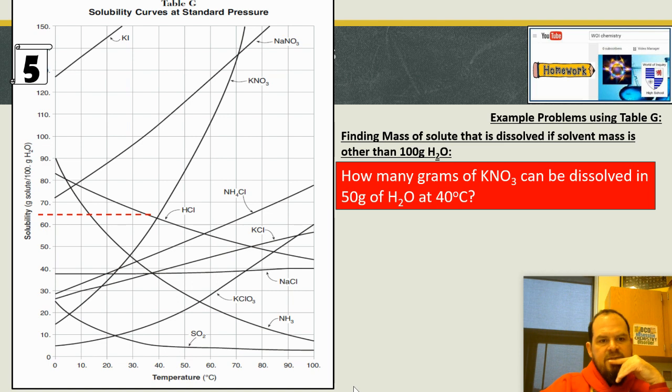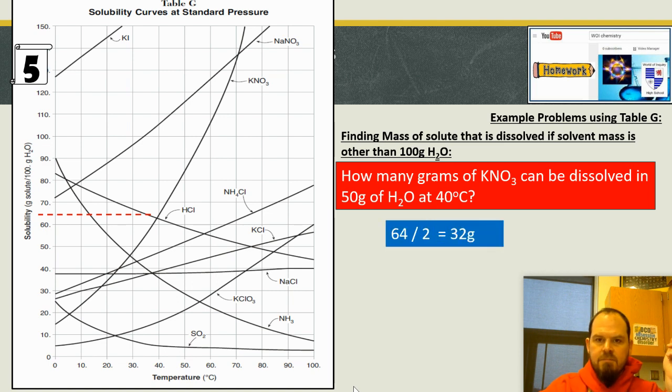So I can get 65 grams to dissolve, but I only have half the water, so it's 65 grams divided by 2. Or I pick 64 grams divided by 2, 32 grams. Okay.